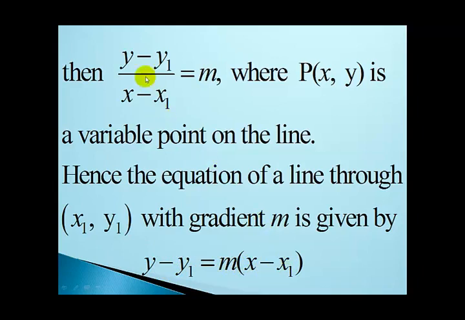That is from y minus y1 divided by x minus x1. When you cross multiply, you have y minus y1 is equal to m times x minus x1. And that is how come we have y minus y1 equals m into bracket x minus x1. So this is the relation that we are going to use in finding the equation of a line when we are given the gradient and the point on the line. y minus y1 is equal to m into bracket x minus x1.